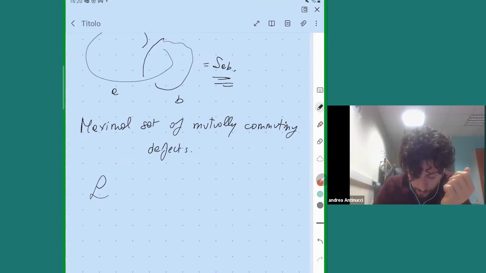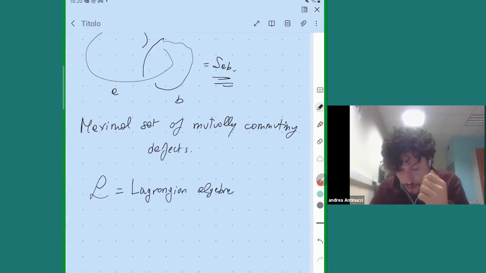this is typically referred to as a Lagrangian algebra. This is a set such that if you add to it another object, then that object will necessarily braid non-trivially with those inside the algebra. So this is why it's called Lagrangian. It's reminiscent of what you have in symplectic geometry. And so the statement is that to any Lagrangian algebra, you can associate a certain boundary condition.